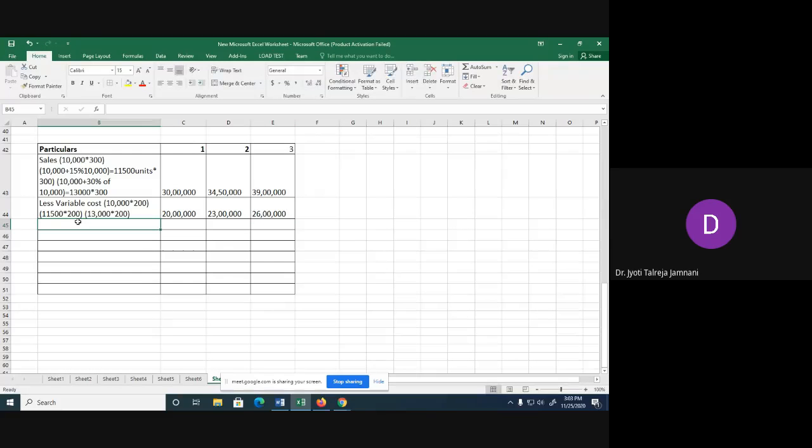So when you minus it, you get the contribution. 30 lakh minus 20 lakh is 10 lakhs. 34 lakh 50,000 minus 23 lakhs, 11 lakh 50,000. 39 lakh minus 26 lakh, 13 lakhs. Then from this we less the fixed cost.